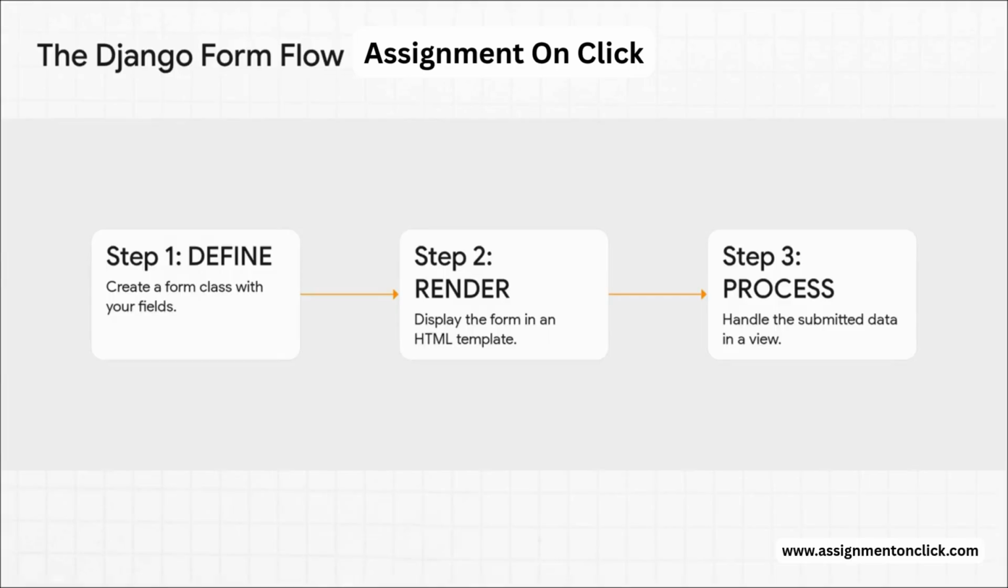The whole workflow is actually super simple. It's just a three-step process. 1, you define your form class. 2, you hand that form object over to your template, and Django just renders all the HTML for you. And 3, you process the submitted data back in your view. That's it. Define, render, process.